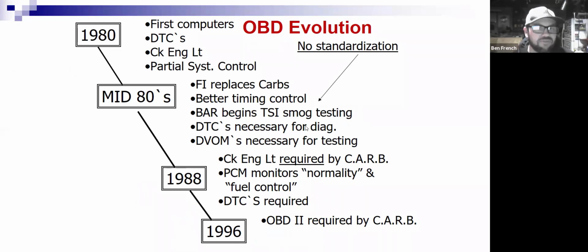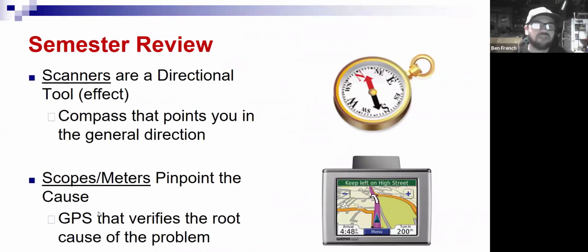So if we keep moving forward here, I've beaten you up with this analogy several times, right? Your scanner is your directional tool, like a compass. A lot of times it'll get you close, but you're still going to need your multimeter, whether it's an inexpensive one like this or a full-fledged oscilloscope, to pinpoint exactly where the problem is. The scan tool doesn't replace everything. I see way too many people pull the codes with their scanner and just start throwing parts on their car.